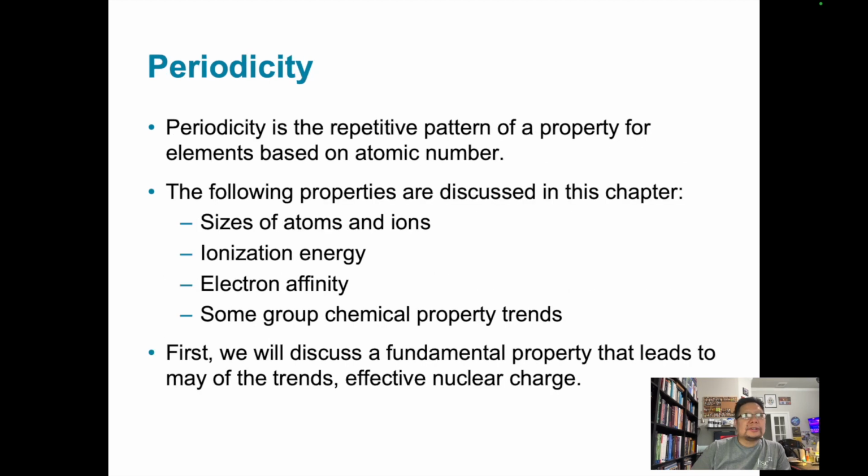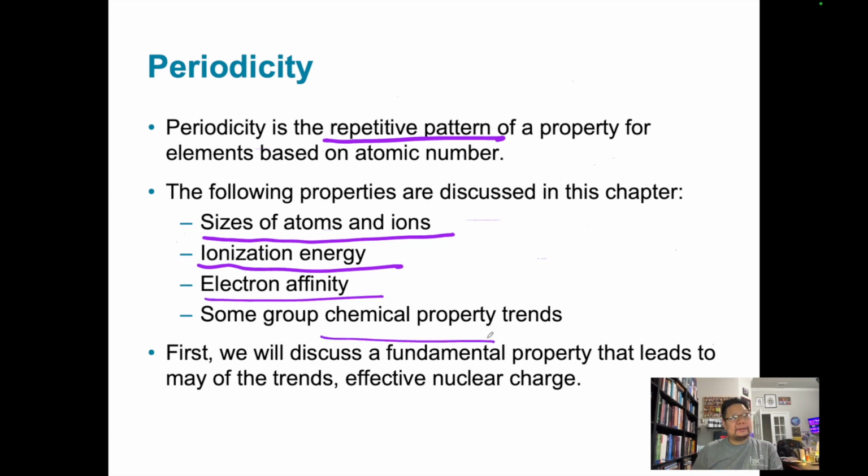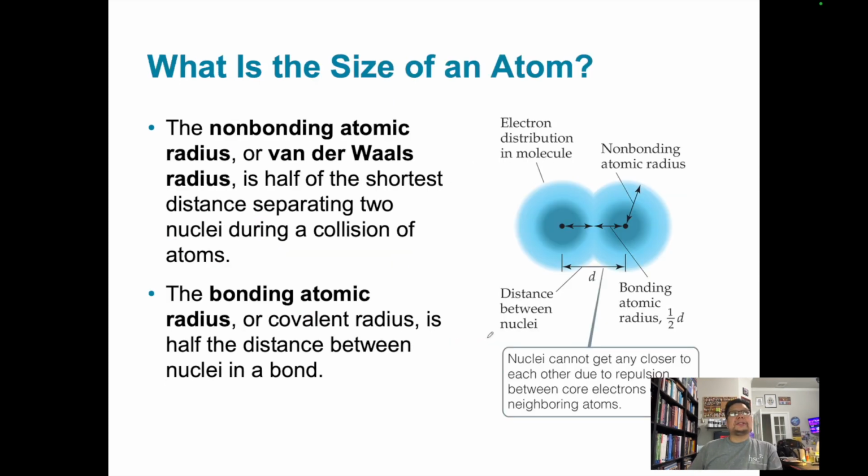So what is periodicity? Well, periodicity is basically a pattern that exists among the periodic table from left to right, right to left, or bottom to top, or top to bottom, that explains some chemical properties, right? And so one of them could be the size of the atom or ions, could be ionization energy, could be electron affinity, and other chemical trends, right? So the first one is atomic size.